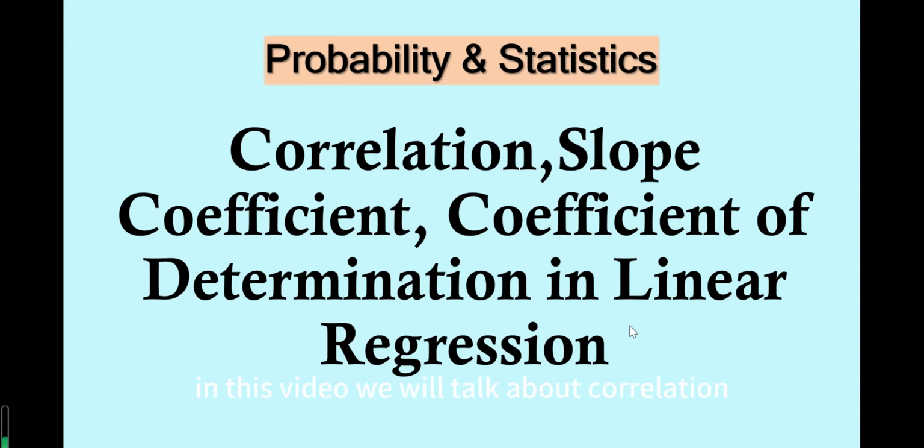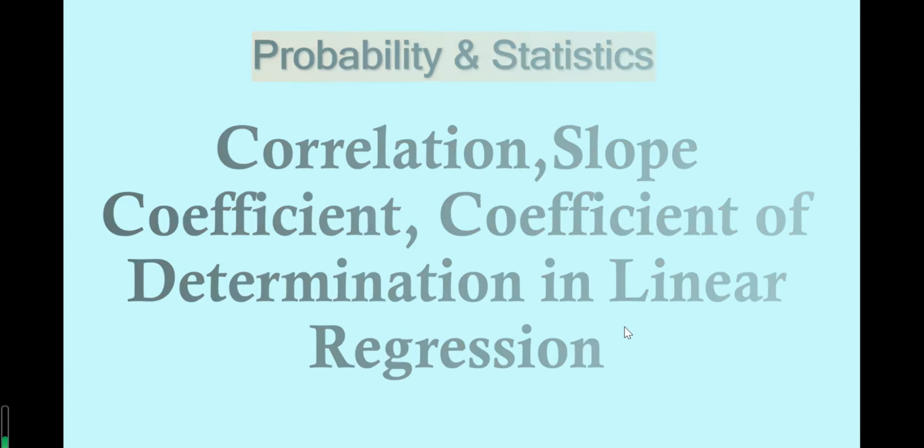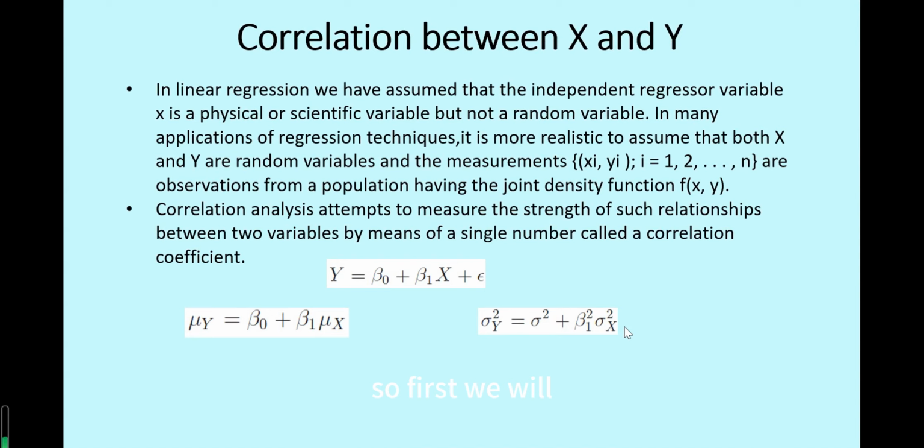In this video, we will talk about correlation, slope coefficient, and coefficient of determination in linear regression. So first we will talk about correlation between x and y. Here x is the independent variable and y is the dependent variable.